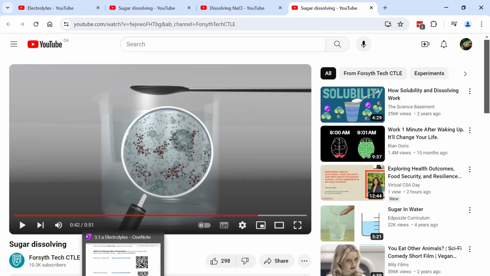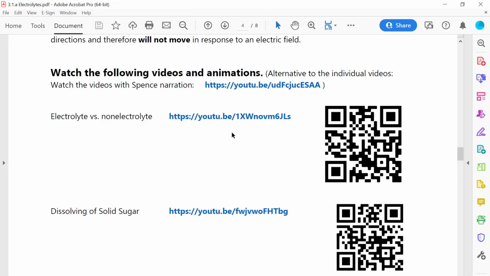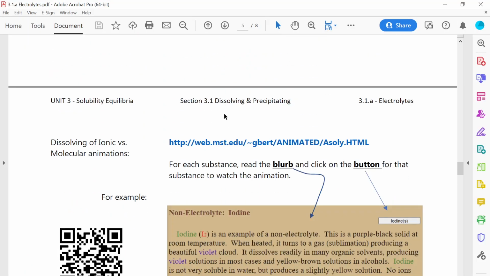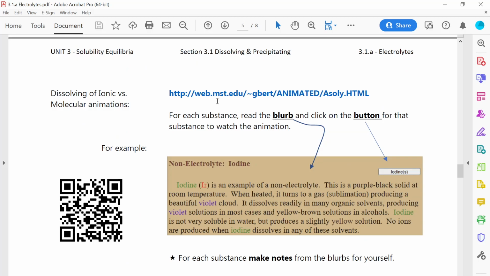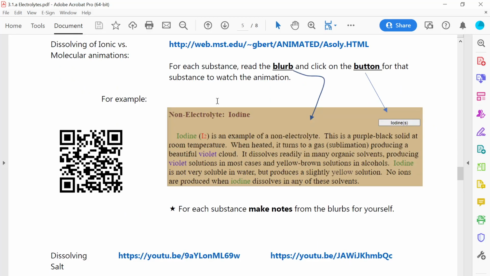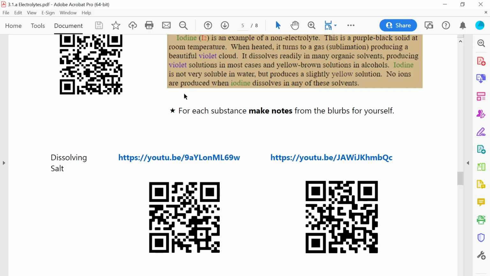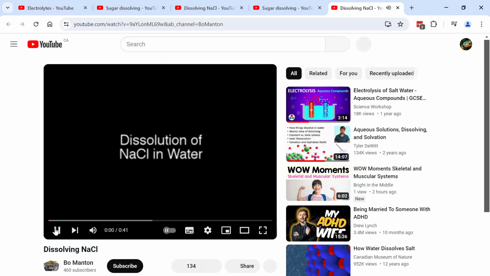Now, what else do we have here? Let's check and see. We have dissolving of solid sugar. This link I need to get rid of because it's dead now. It's a dead link, so we can't watch that. Would you like to watch dissolving of salt? Sure. Yes. This one's actually quite nice. It actually has words along with it. Imagine. Okay, we don't want to watch that.